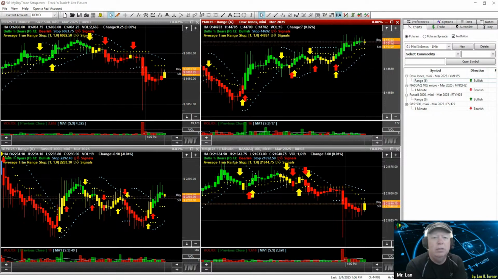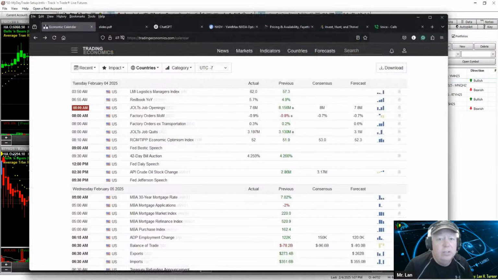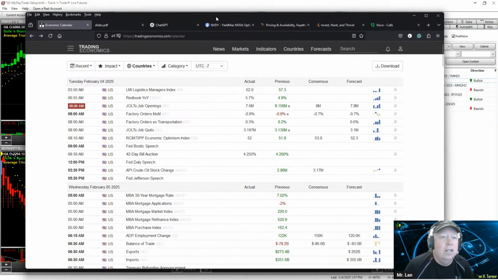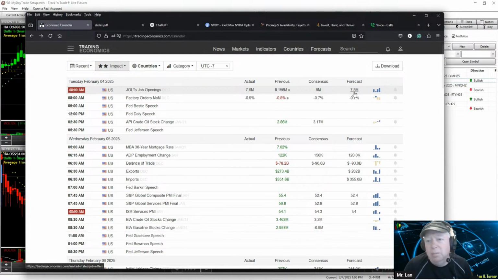The markets aren't really moving a whole lot right now. Let's go over and look at the news. I like to use this little tool right here. It's called Economic Calendar, or tradingeconomics.com. It's our economic calendar. And let's come in here and just look at twos. At 8 o'clock this morning, we had the JOLTS job openings. Forecast was 7.8 million, and it actually came in at 7.6 million. So if that's the job openings, there's less job openings.